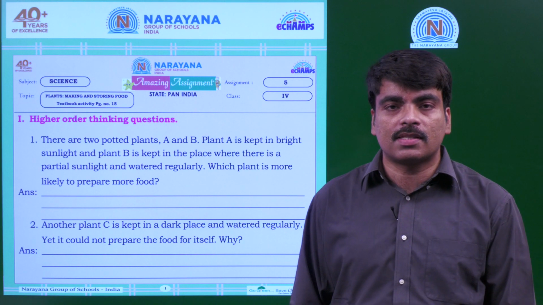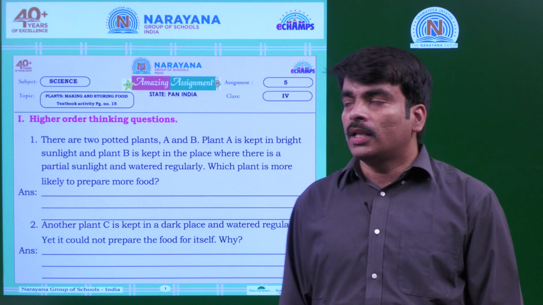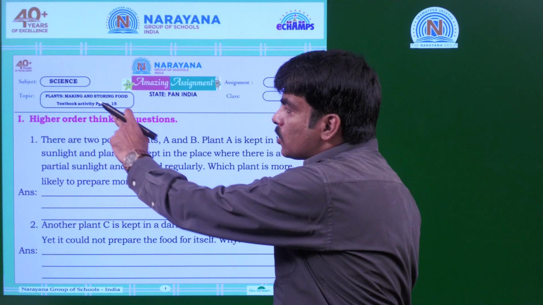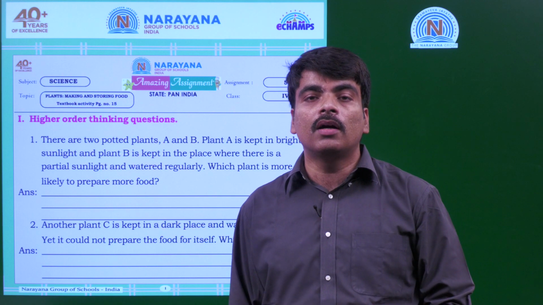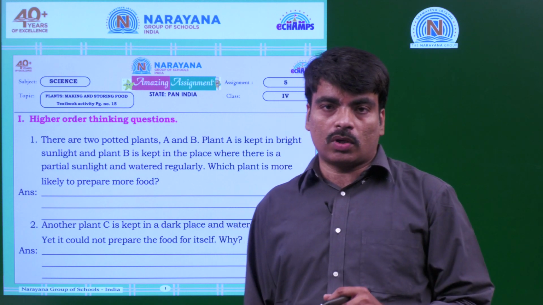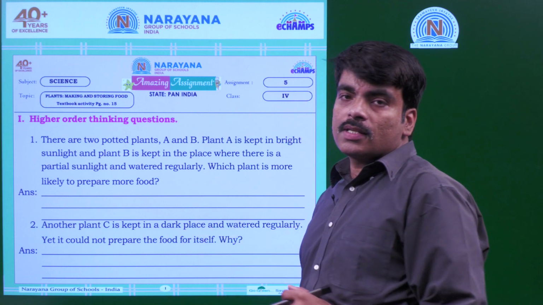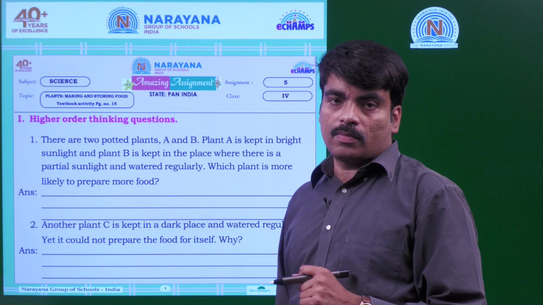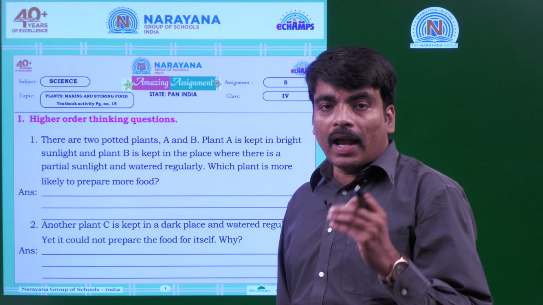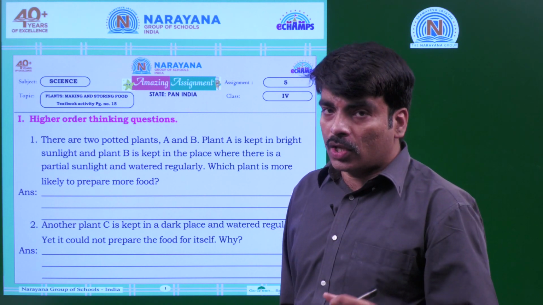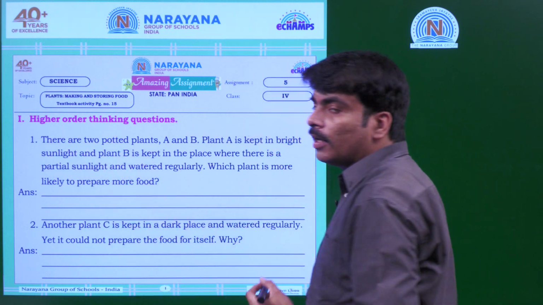Today our subject is science for grade 4 and we are going to discuss plants making and storing the food. We are going to discuss the activity on page number 14 in the textbook as well as 15, and also the higher order thinking questions. Higher order thinking questions help us to think a little bit more and answer them more accurately. So, the first Roman states higher order thinking questions.